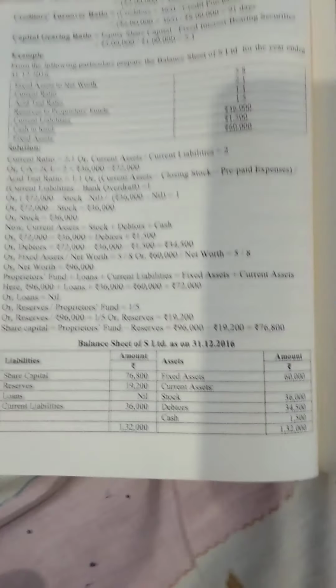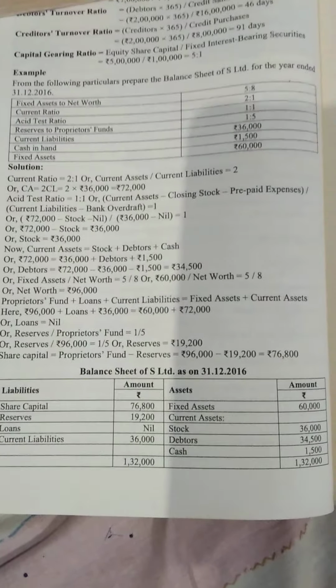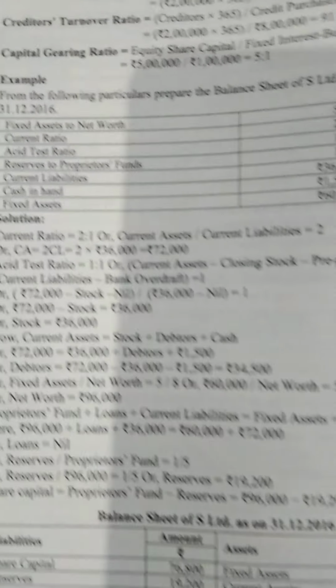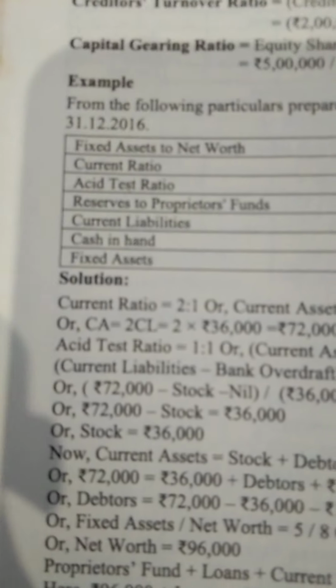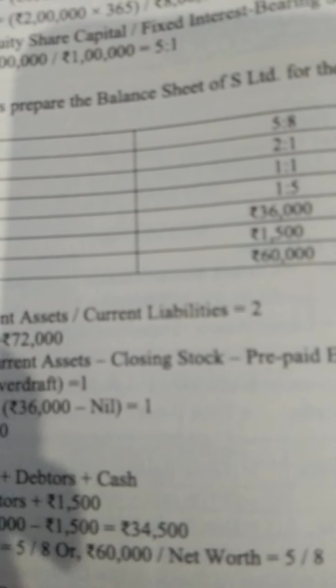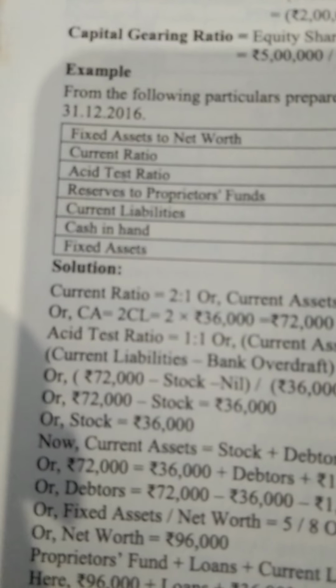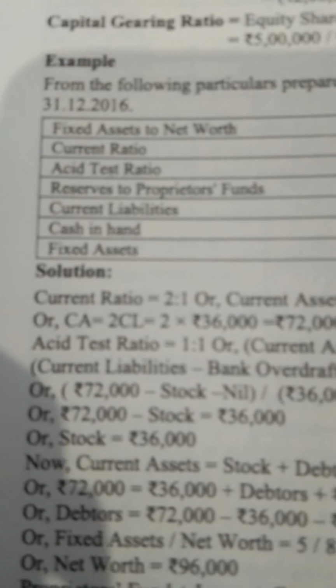Dear students, right now I am explaining one of the important sums of ratio analysis, one of the basic important sums. If we look at the question: from the following particulars, prepare the balance sheet of S Limited for the year ended 31/12/2006. Fixed assets to net worth is 5:8.